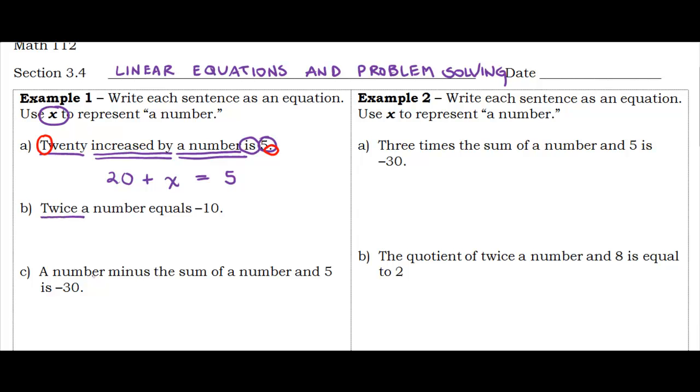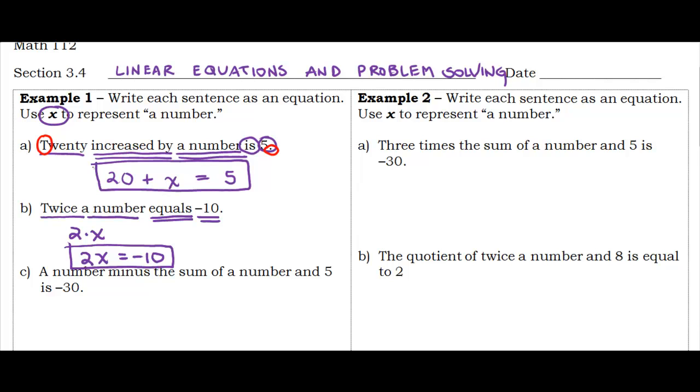Twice, two, times, a number, x. Do I need the dot there? No. I could have 2.x or 2x. It doesn't matter. Equals, surprise, surprise, equals -10. And I'm sure you're thinking to yourself, it can't be this easy. There's got to be a trick.